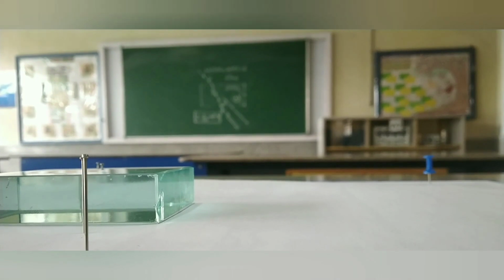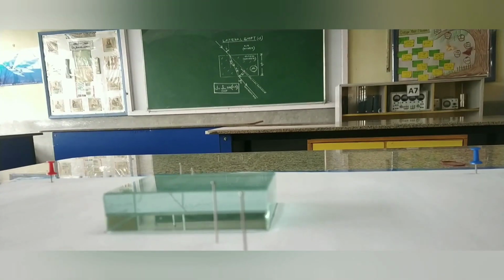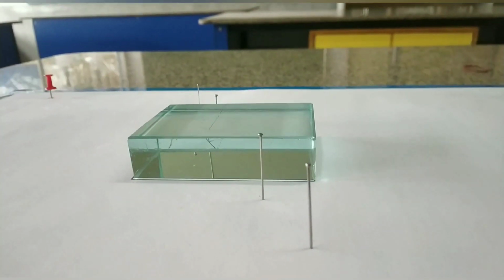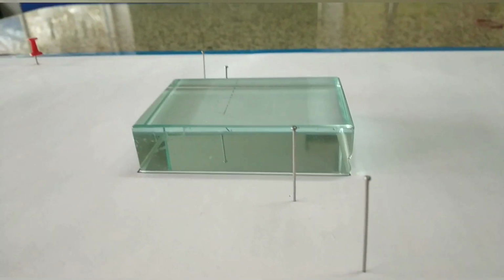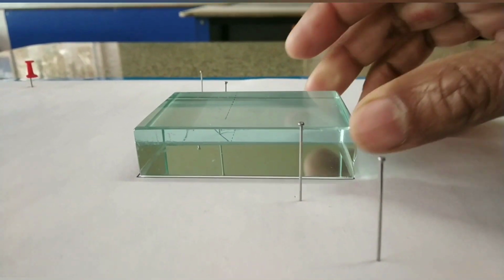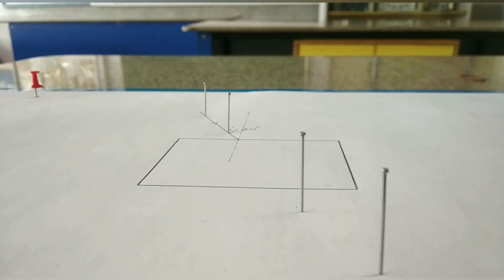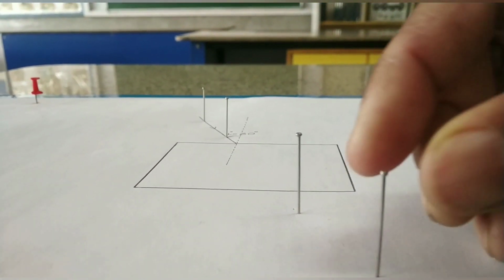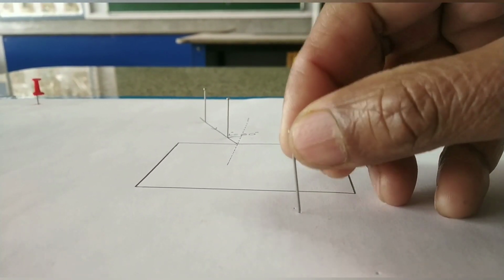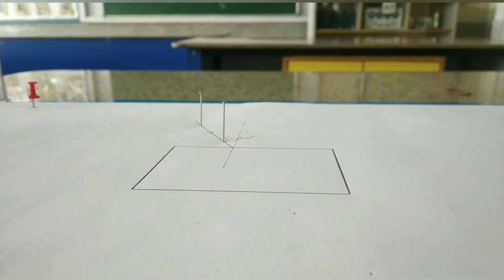Okay, you can deviate or laterally shift your eyes and you can check, and there can be only one unique position where all the 4 pins will be in the same straight line. Students, you can observe from here that all the pins are well apart and they are vertical. Now remove the glass slab and then let's remove the pins one by one.